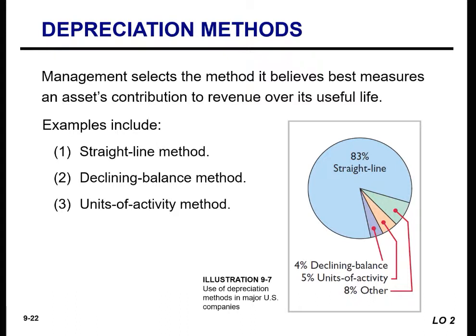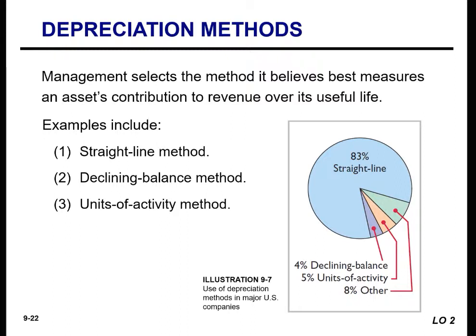And once a method is chosen for an asset, it should be applied consistently over the useful life of that asset. You can choose a different method for a different asset. You do not have to use the same method for all of your assets. Management should select the method it believes to be the best measure of the asset's contribution to revenue over its useful life.